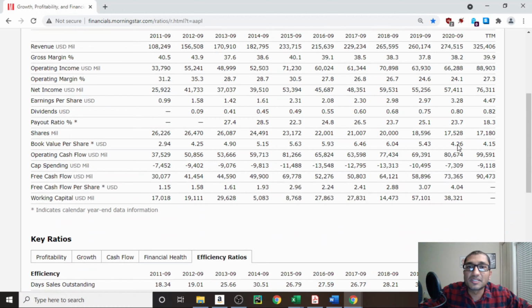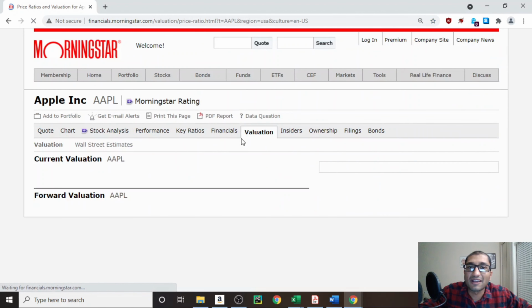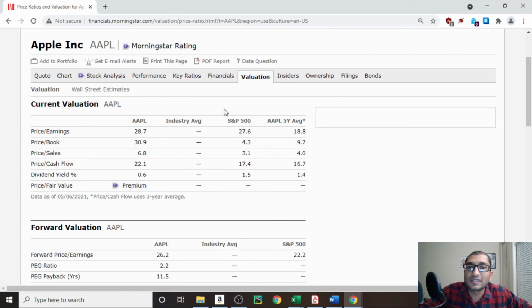Now let's compare the company's current valuation to that of the S&P 500. The S&P 500 is the aggregate of the top 500 companies in the United States. The first item on the list is the price to earnings ratio. Apple's PE is about 28.7, whereas S&P 500 is at 27.6. Apple's price to book is at 30.9, whereas S&P 500 is at 4.3.